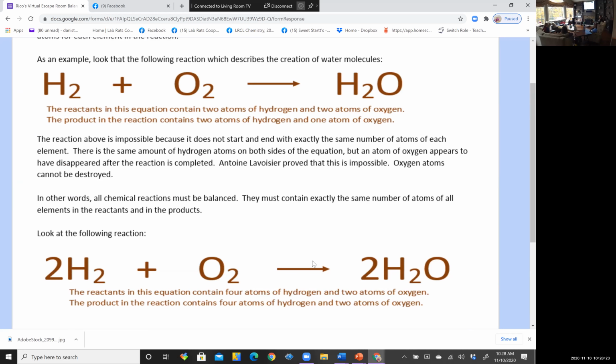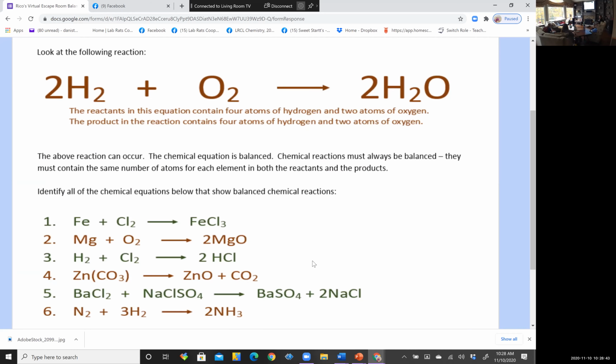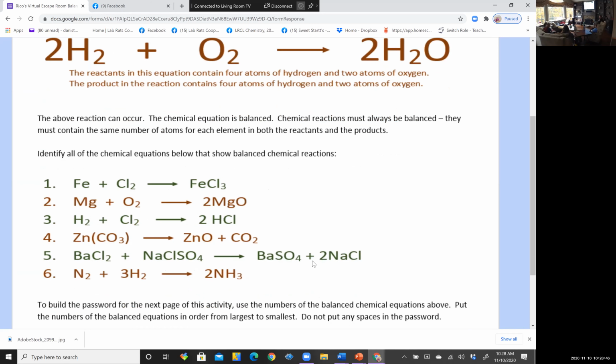So Antoine Lavoisier proved this was impossible. Oxygen atoms cannot be destroyed. In other words, all chemical reactions must be balanced. They must contain exactly the same number of atoms of all elements in the reactants and products. So how about this one? Is this one balanced? Yes. What do you guys think? Yes, it is, right? The above reaction can occur. Which is balanced. One oxygen, and if you multiply 2 by 2, that's 4, which means you have 4 hydrogen plus 2 oxygen, which would equal 2 H2O.